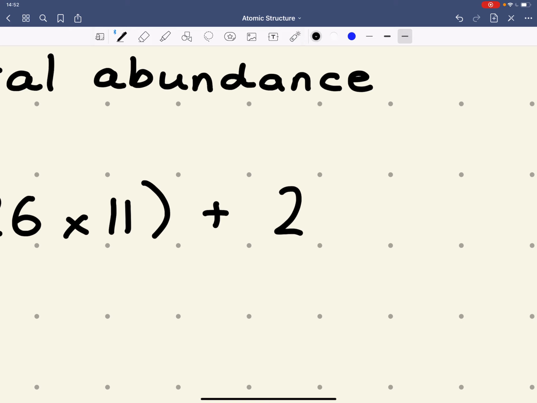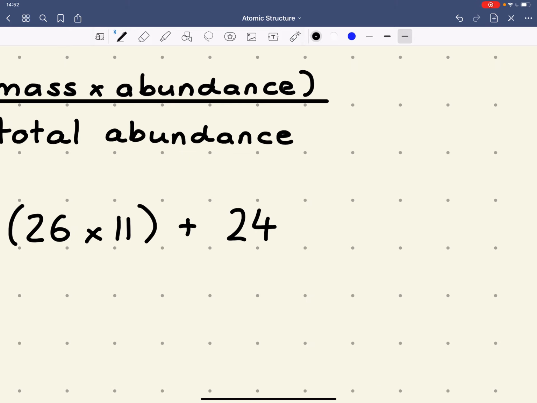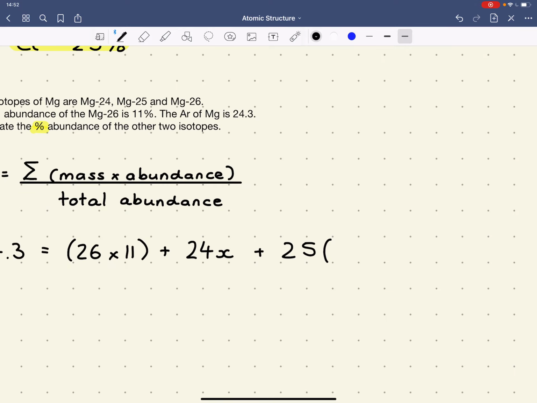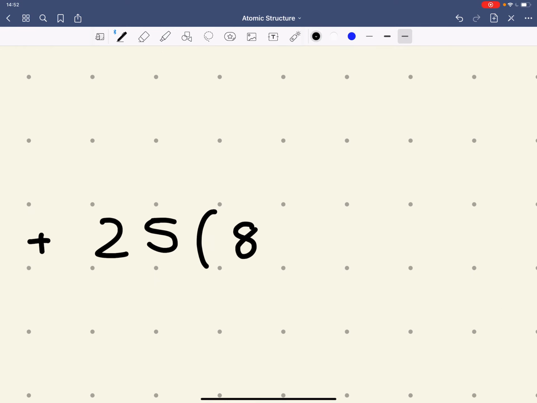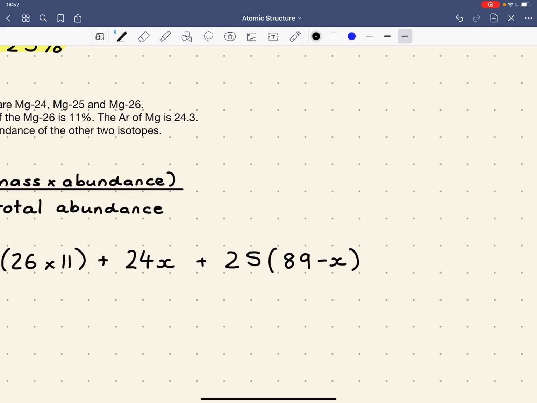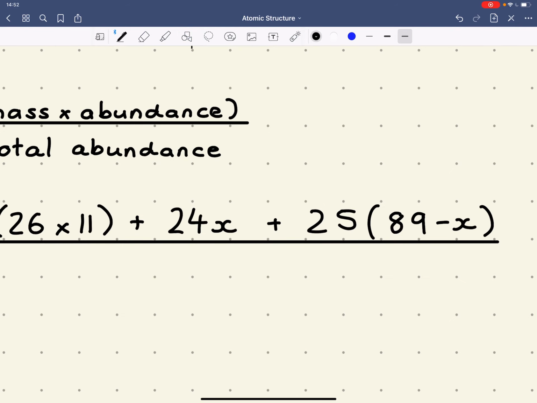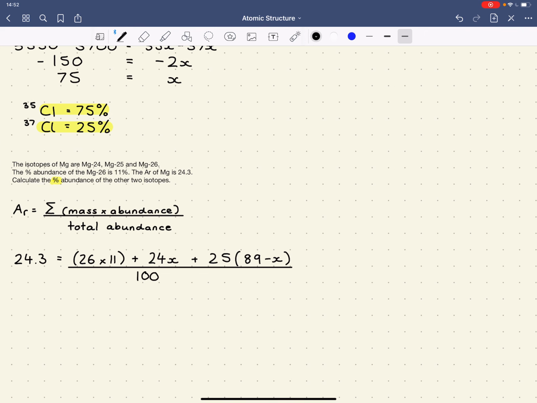now again, we don't know what the abundance of the magnesium 24 is. I'm going to call this X, plus 25. Now, in order for the abundances to add up to 100, this now must be 89 minus X. So the key thing is that all these three must add up to 100. And then obviously that's going to be divided by 100 because, again, we're dealing with percentage abundances. And again, it's the same principle as before. We would simply multiply both sides by 100.